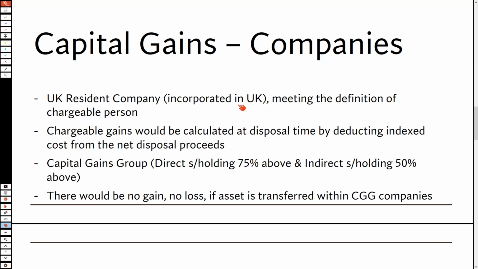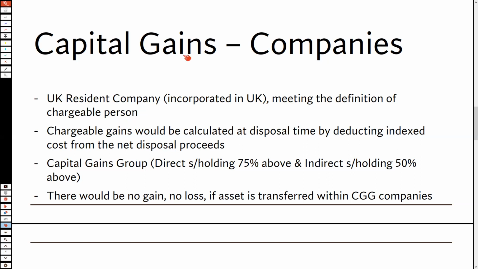So for a company, for meeting the residence status, 2 points are there. Firstly, the company is incorporated in UK. Number 2, even if the company is not incorporated in UK, but the management is dealt from UK, the major decision making is being held in UK, still the company would be treated as a UK resident company, meaning that company would be meeting the definition of chargeable person for capital gain purposes.